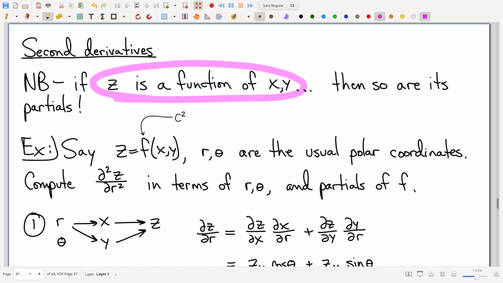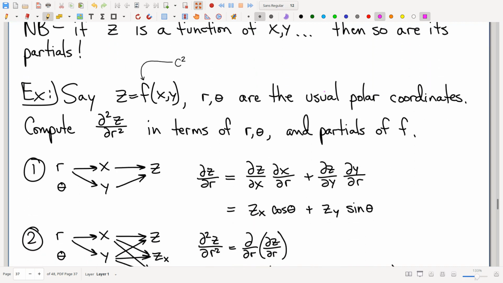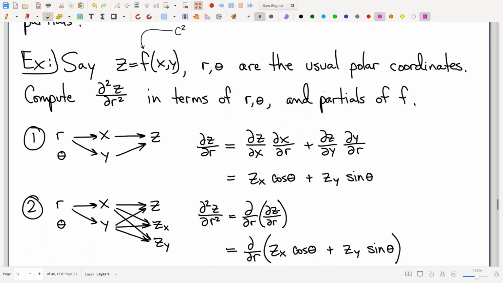But the big idea is if you have a function of x and y, then so are its partials. If z is a function of x and y, then z_x, the partial of z with respect to x, is also a function of x and y. Innocent observation. We'll see how that comes up in the discussion here. I'm not going to state this as a theorem. I think that would be more trouble and confusion than it's worth. I think the best way to get a good feel for how to do these kinds of things is just dive right in and do an example.